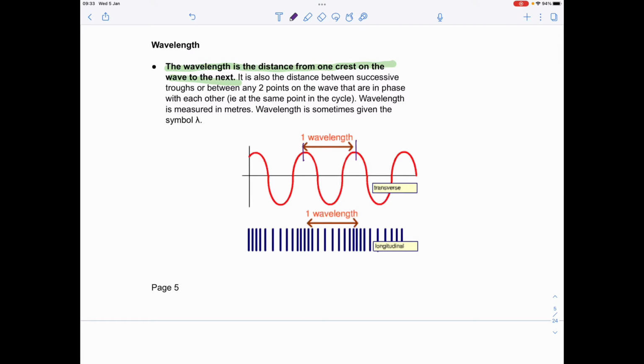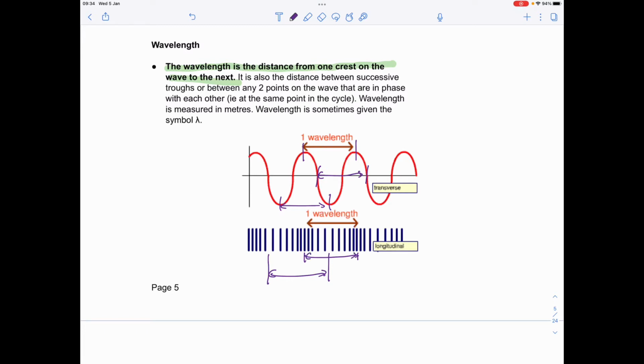It's also the distance between two troughs. It's also the distance between the rest point of the wave on its way down to the next rest point of the wave on its way down. All those distances are the same and they all represent one wavelength. In a longitudinal wave, the way to measure it is from the center of one compression to the center of the next compression. You could also measure it from the center of one rarefaction to the center of another rarefaction. So again, those are all the same distance, so those all represent one wavelength.